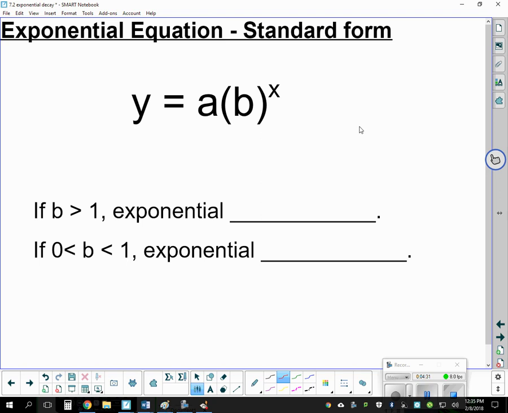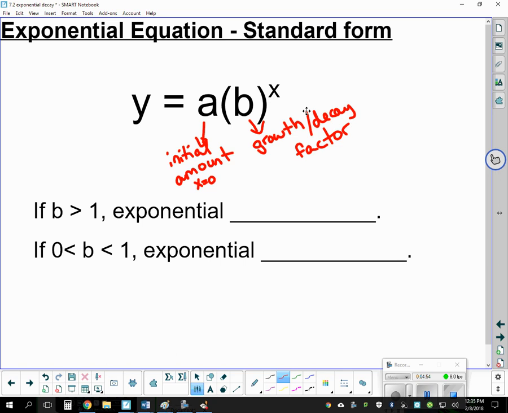You still have your normal standard form. We remember that a is the initial amount, your starting amount, and remember that always occurs when x is 0. It would be your y value. And b is your growth factor or decay factor. So it depends on what the number is, whether it's growth or decay.